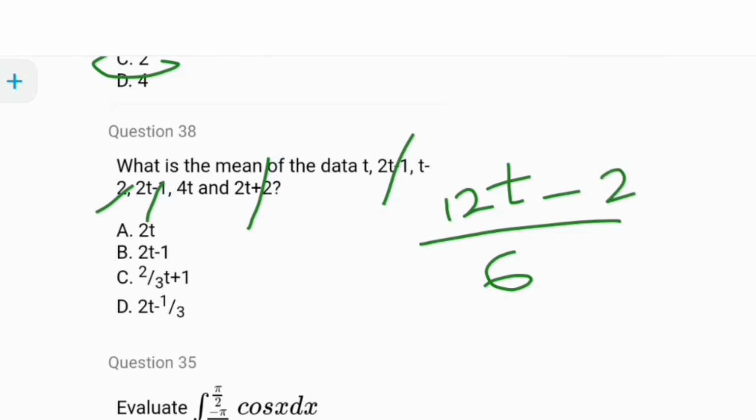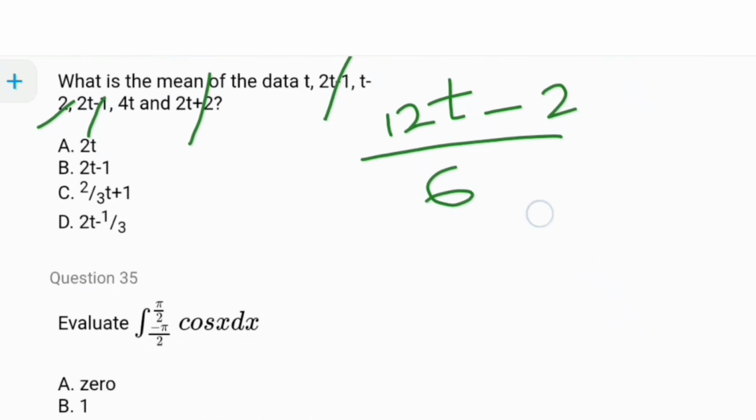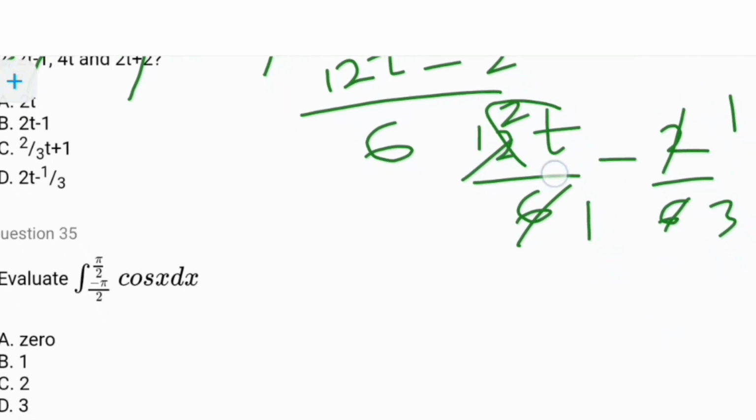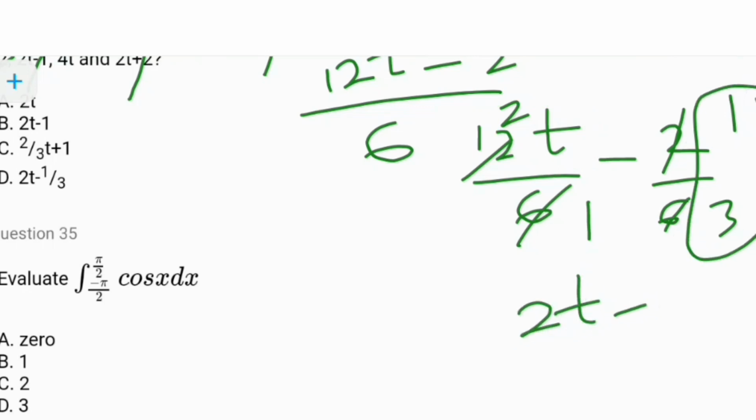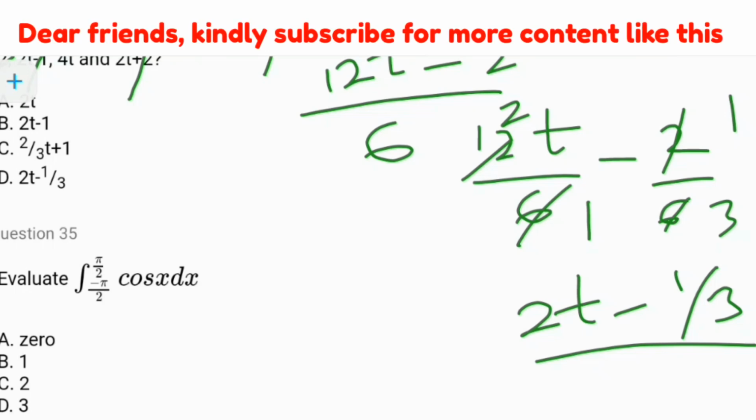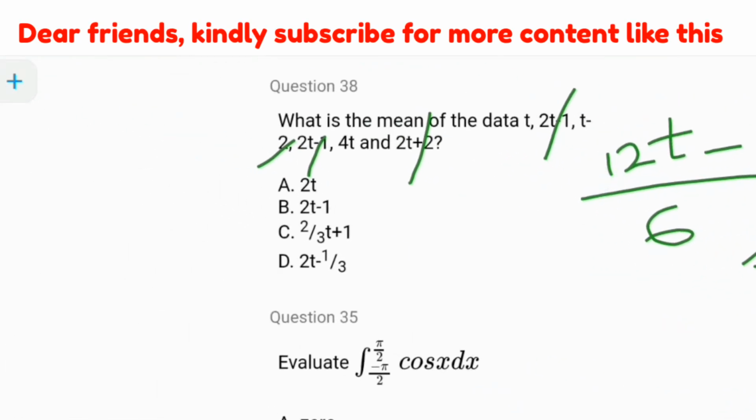So you are dividing this by 6. So just separate it like this: 12t over 6 minus 2 over 6. Then cut with 6. 6 here 1. 6 in 12 will give you 2. 2 here 1, 2 here 3. So this one will give you 2t, minus, and this one will give you 1 over 3. So the mean is 2t minus 1 over 3. So you can check it there. That's option D. You understand?